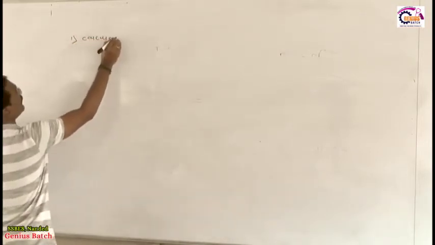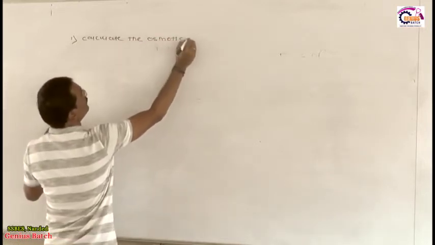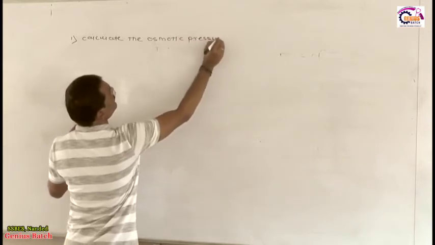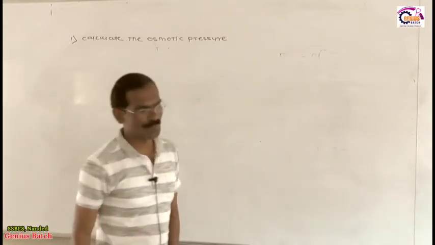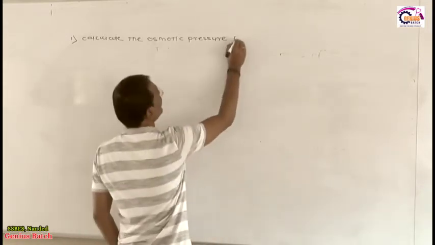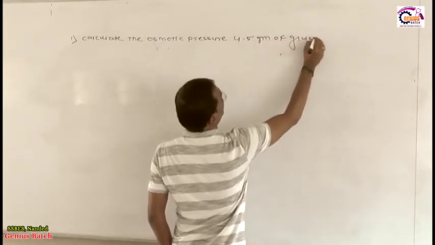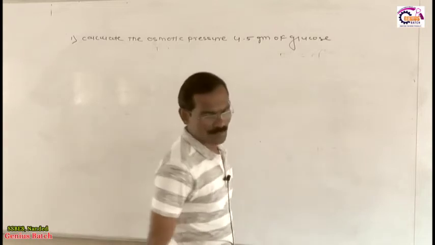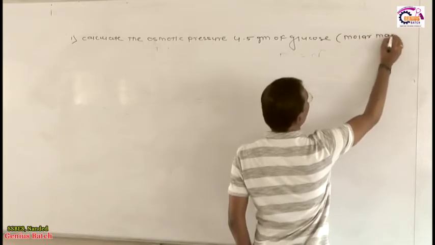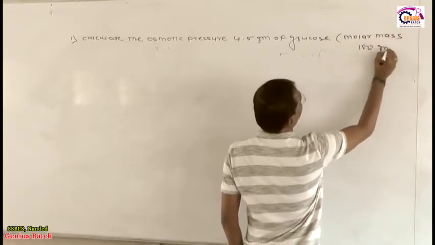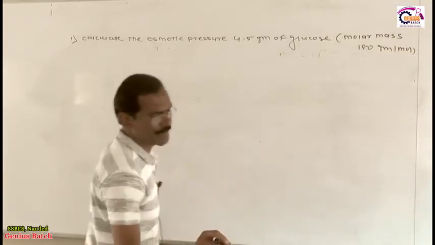Calculate the osmotic pressure of 4.5 gram of glucose. They have given the molar mass in brackets, 180 gram per mole. This is the molar mass of glucose, 180 gram per mole, dissolved in 100 ml of water.